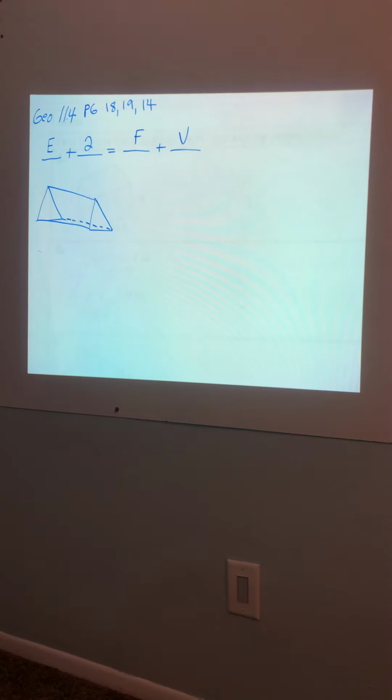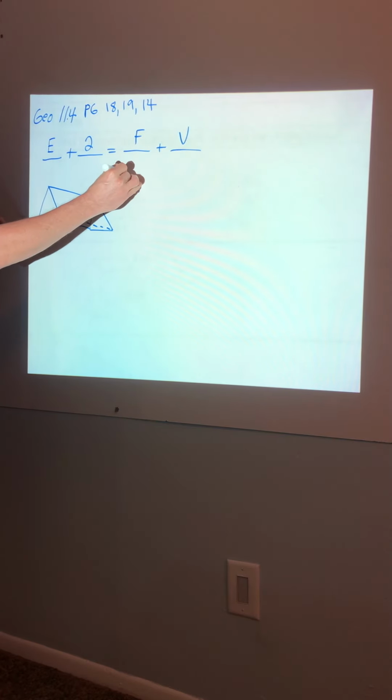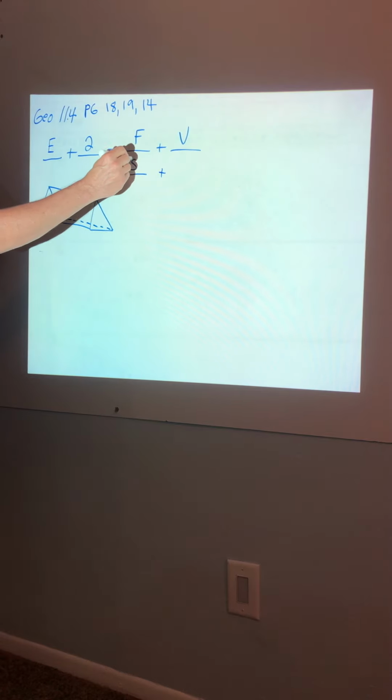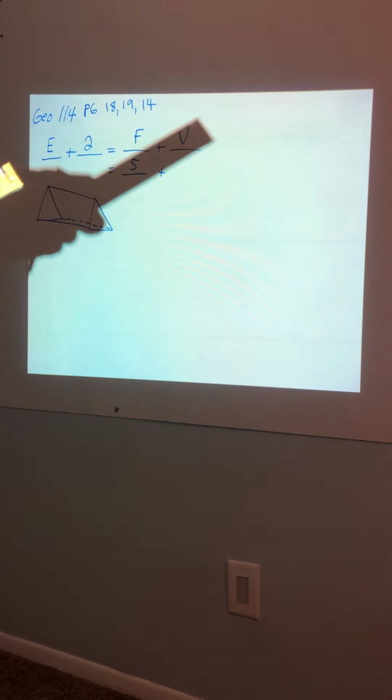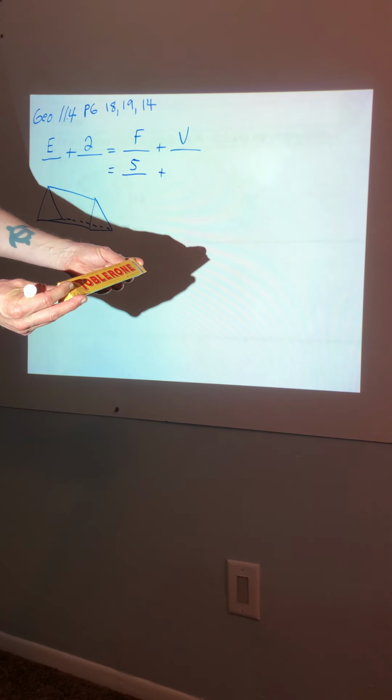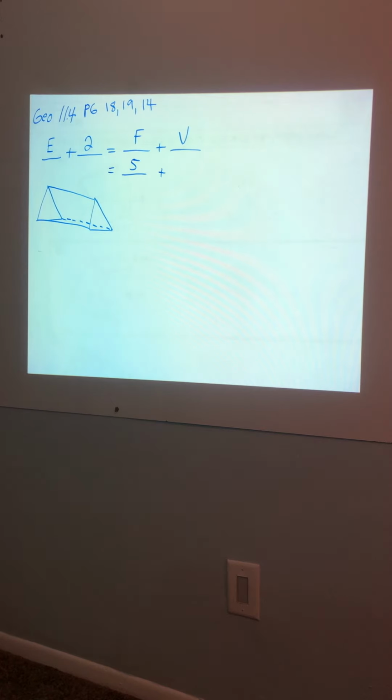Formula: edges on the 3D shape plus 2 equals the number of faces plus the number of vertices. So let's start with the faces. Over here, the number of faces, you have the bases, which are the 2 triangles, they're parallel, so that's 1, 2, and then you have the 3 rectangles that go around it, so you have 5 faces. It's probably a little easier to see it with this. You have a face here, a face here, and then those 3 lateral faces going around. So you have 5 faces.